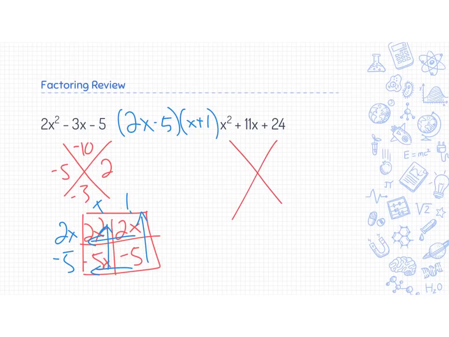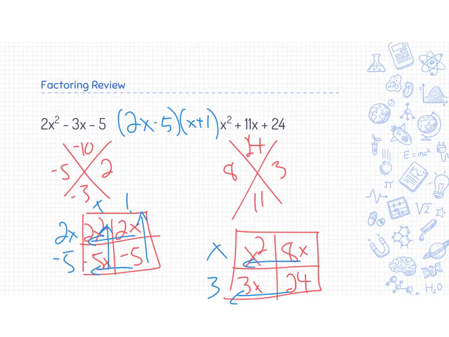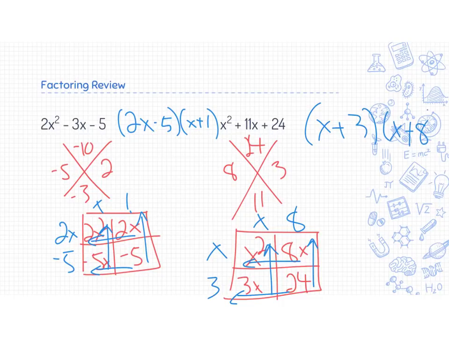So let's try the same thing on the second one here. So our a is 1 this time, so 1 times 24 is just 24. Our b is 11, so what multiplies to 24 and adds to 11? It's going to be 8 and 3. And so then we get x squared, 8x, 3x, and 24 here. And then we look for our GCF, so that is 3, that is x, and that is 8. So we get x plus 3 and x plus 8.